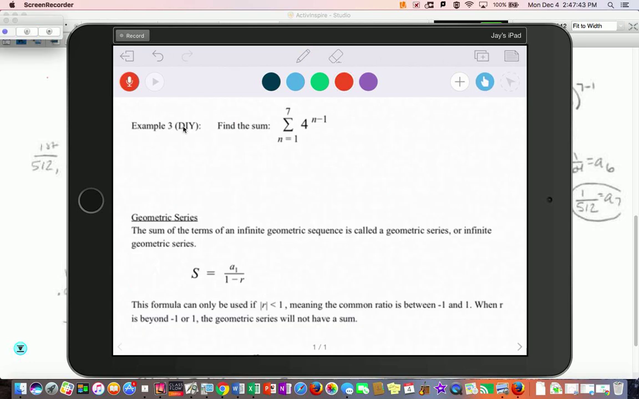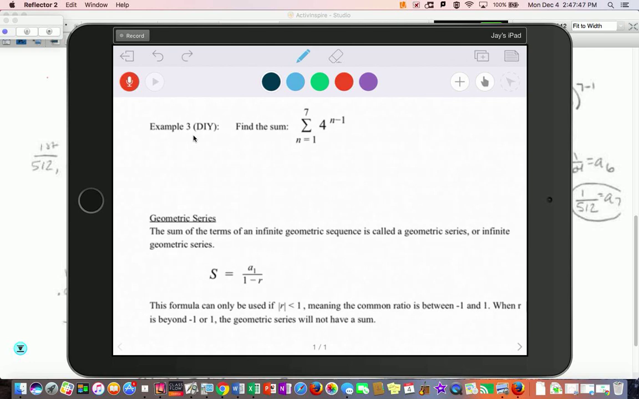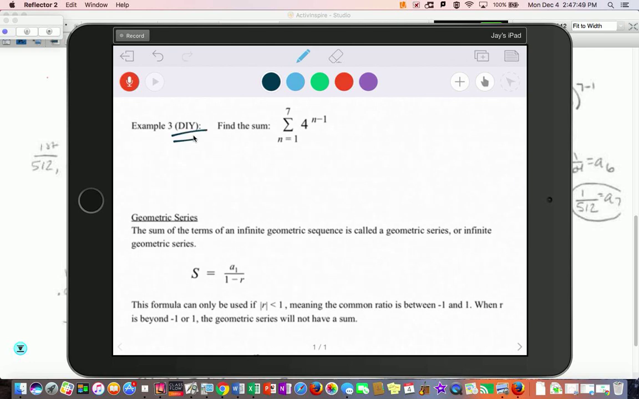All right, so now this one's a DIY. So you're going to try to find it. What I would do, because it's summation, is maybe find the first, the second, and the third numbers. See if you can find the pattern. Obviously, this is geometric, so you probably can just go to the geometric formula. So you need the first term. You have to be really careful. What's the first term? And find your R. Pause the video now.